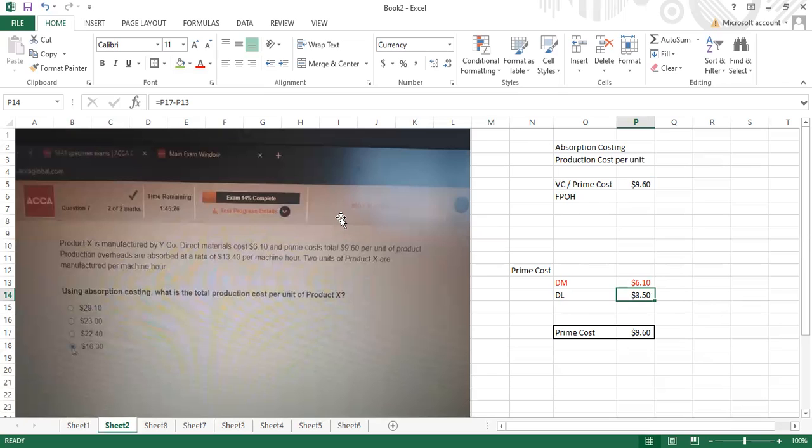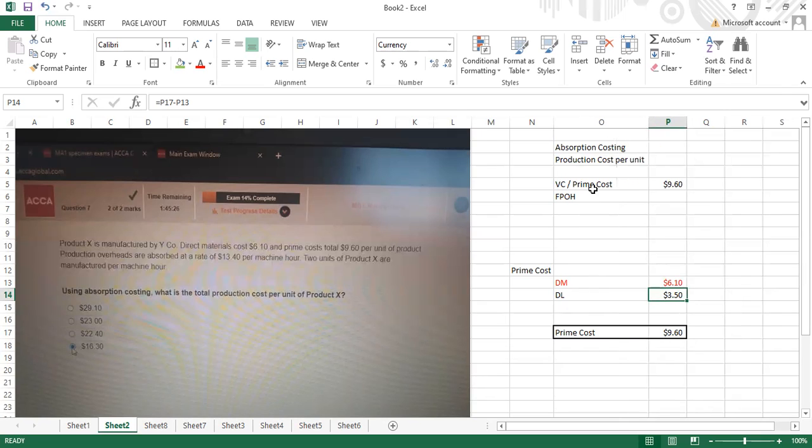It is asking about the total production cost per unit, which is calculated by adding these two. It is also saying that production overheads are absorbed at a rate of 13.40 per machine hour. If I write 13.40 here and add these two, 23 could be the answer. But is this the right answer, or does it say 2 units of product X are manufactured per machine hour?